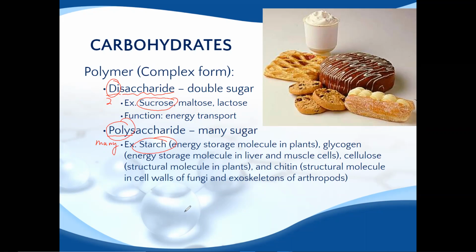We got starch, which is for energy storage in plants, glycogen, which is an energy storage molecule in us, in our liver and our muscle cells. We have cellulose, which is actually a structural sugar that makes up part of plant cells. We have chitin, it's not pronounced chitin, chitin, which is a structural molecule in the cell walls of certain fungi and in exoskeletons of bugs. So there's a bajillion different monosaccharides, polysaccharides, disaccharides. They all serve a slightly different purpose, but I would like you to write down these examples.